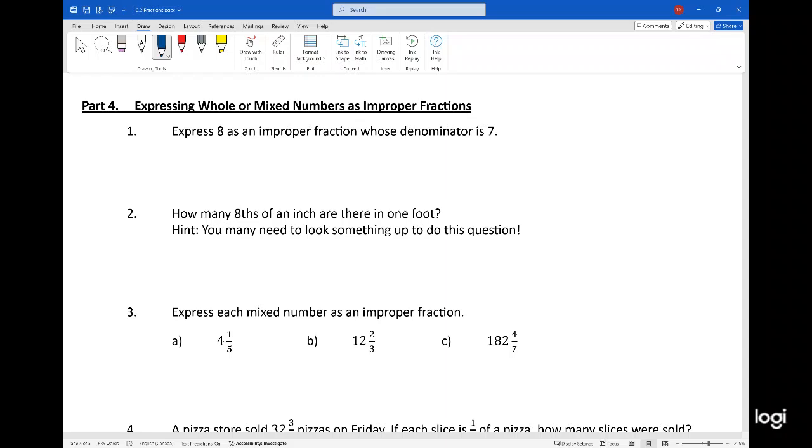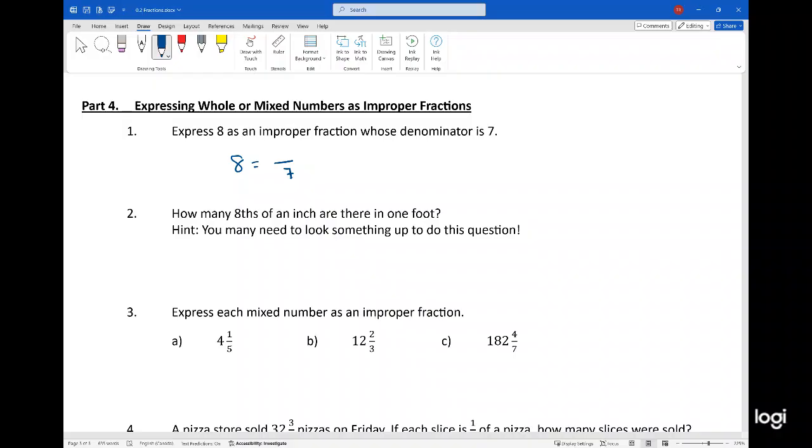Now, the word improper for the fraction makes students think that there's something wrong with it. That's just the name we give it. They're perfectly valid, and in many cases, mathematicians would much rather work with improper fractions than mixed numbers because it's easier to see what's going on. It's easier to manipulate mathematically. Either way, we want to express 8 as an improper fraction whose bottom is 7.